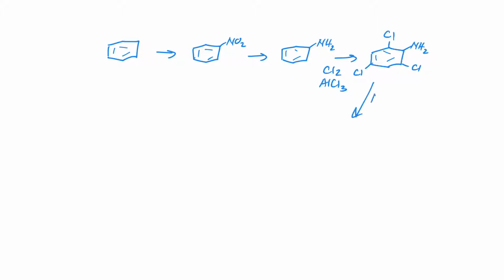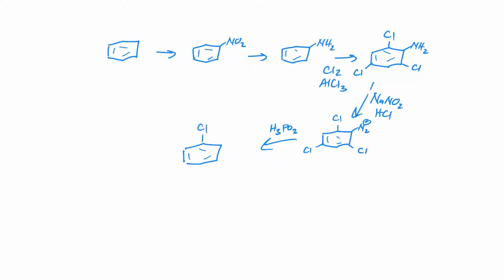Then we can change, sorry, that should be NaNO2. Then we could change to the aryldiazonium with our 3 chlorines. And we could hit it with H3PO2. The N2 group goes away. We've got 3 chlorines all meta to each other.